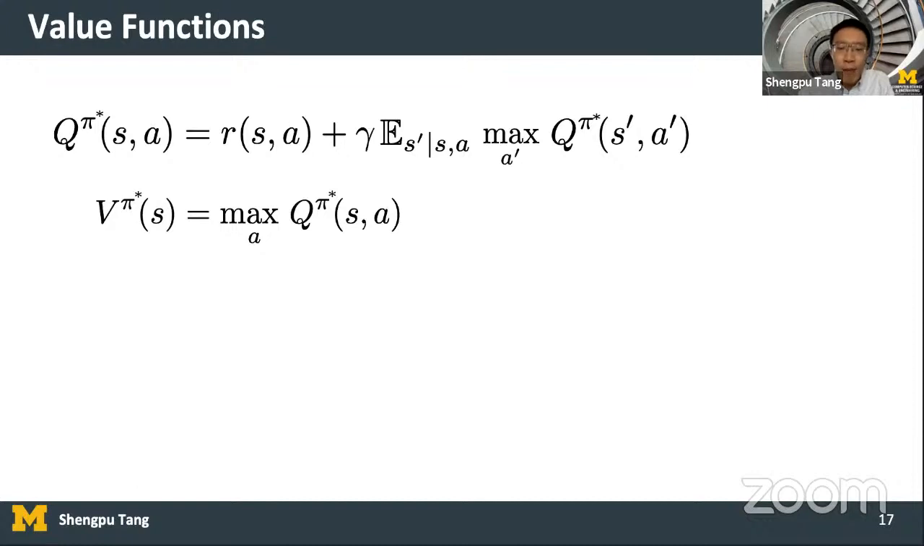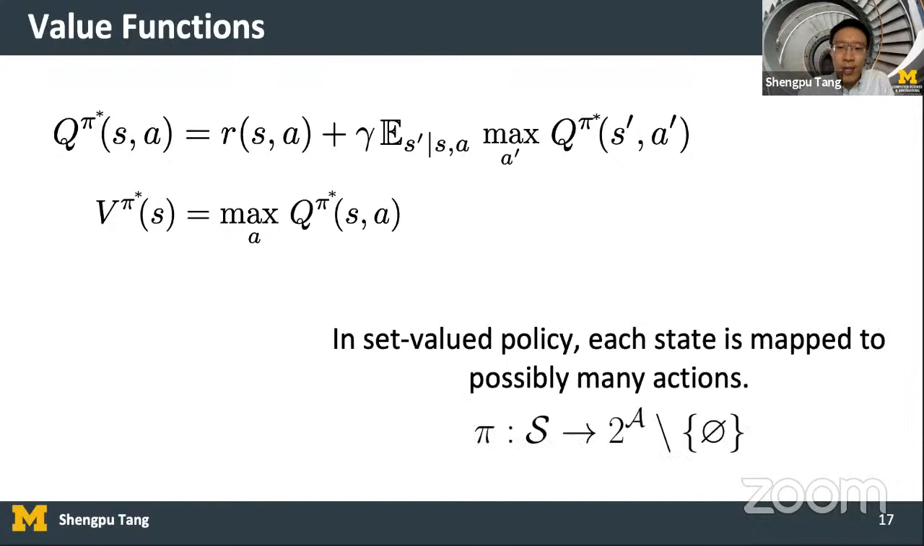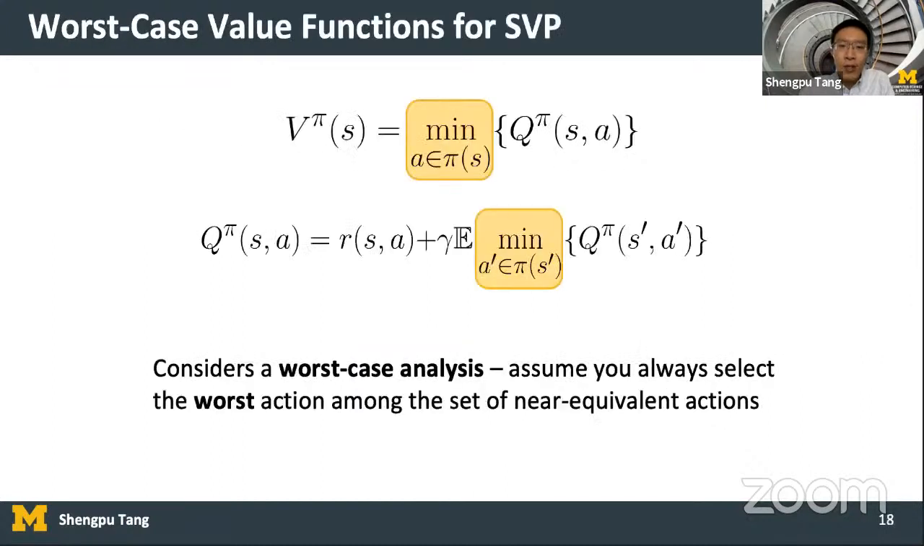However, in our setting, remember that a policy maps each state to a set of actions instead of a single best action. Thus, the notion of value must account for all possible downstream choices. So we consider a worst-case analysis, where V pi is defined as the minimum Q value over the actions in the recommended set, pi of s. Here, the policy gives us a set of actions that we believe are near equivalent, and this assumes we select the worst amongst those. Again, Q is defined recursively, only now it is the immediate reward plus a worst-case future.